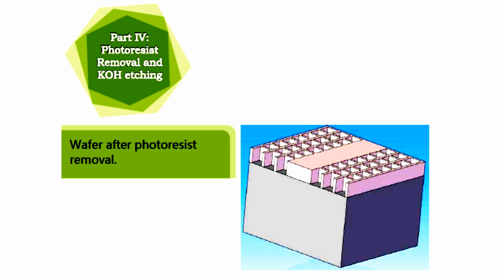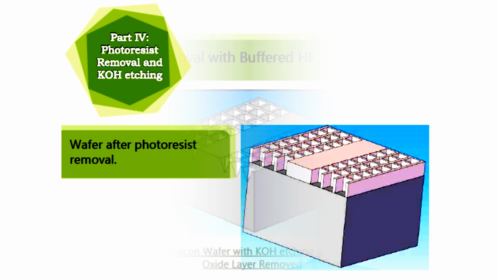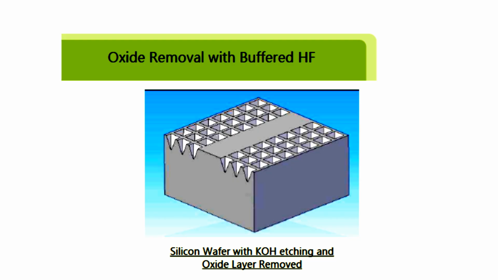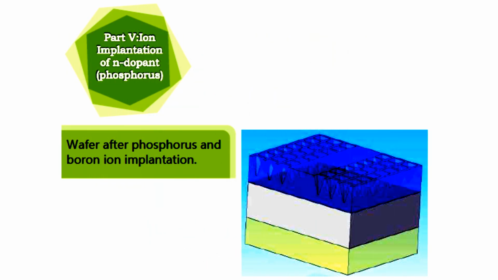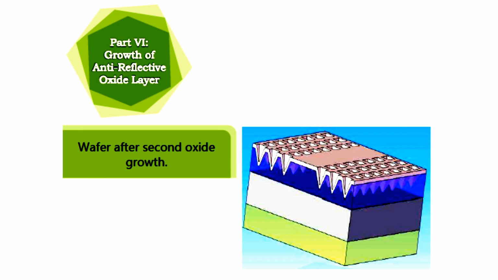Wafer after photoresist removal. So photoresist removal and KOH etching. Oxide removal with buffered HF. So we get a silicon wafer with KOH etching and the oxide layer removed. Next, ion implantation of N-dopant, that is phosphorus. Wafer after phosphorus and boron ion implantation. Next, we have growth of anti-reflective oxide layer. Wafer after second oxide growth.